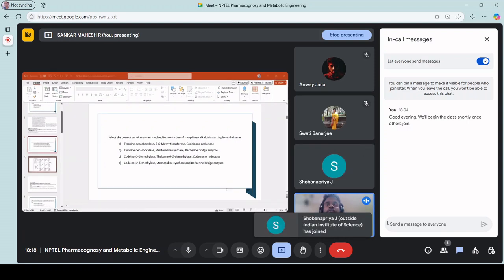Shobhana, Priya, we've started this week's problem questions. We are in the second question. In this question, we are looking at the correct set of enzymes that are involved in the production of morphinan alkaloids from thebaine. Four different options are given here. You can think about the pathway, how thebaine is converted into morphine. You can think about it chemically. What are all the chemical changes that happen to thebaine to produce these morphinan alkaloids? That will help you tell us what the set of enzymes required is. So you can take a couple of minutes and then unmute and tell us what you know about this pathway.